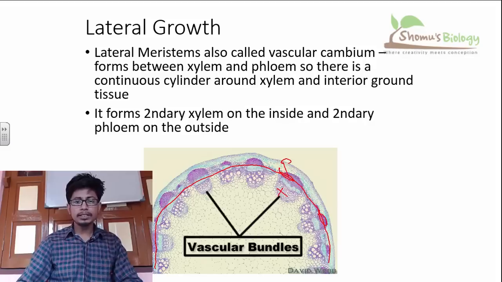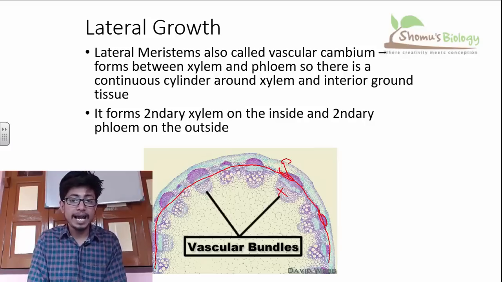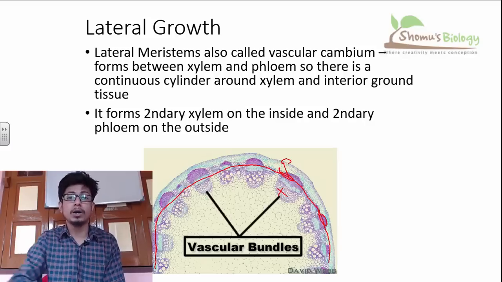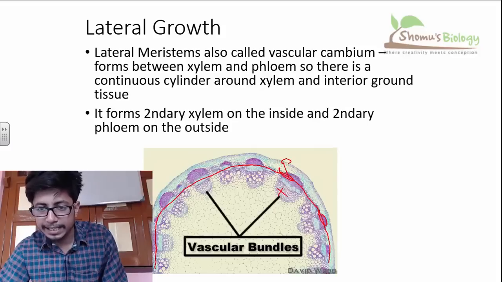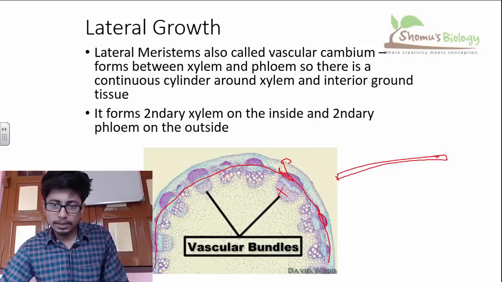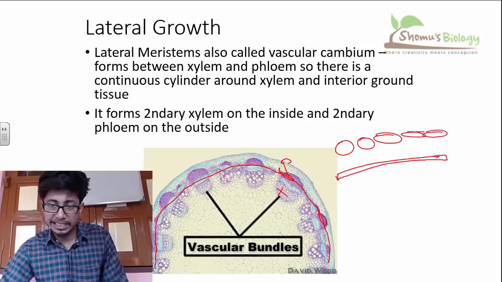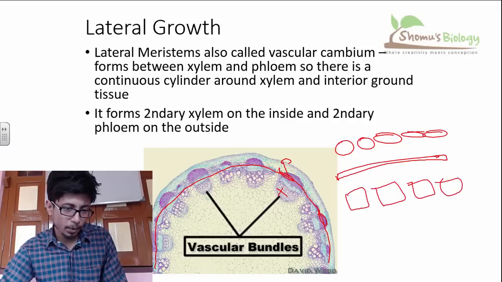Okay, so in this case, it forms secondary xylem on the inside and secondary phloem on the outside. So the idea would be something like that. So this is, say, the vascular cambium. Now, the lineage of cells. These are the phloem cells that are usually present. These are the xylem cells that are present. Now what they will do is keep on adding. We take a color here.